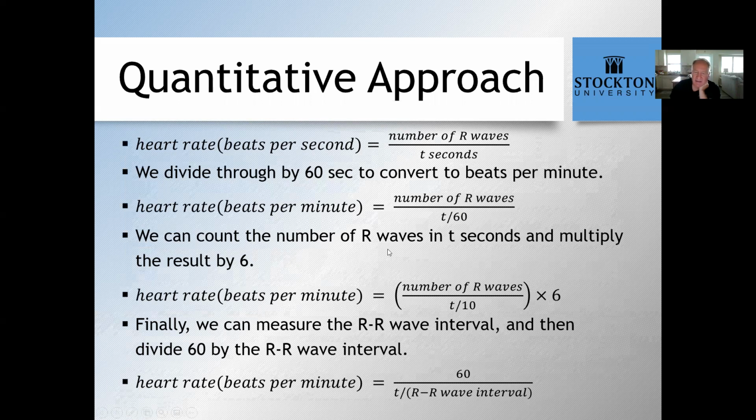So if we want, we can count the number of R waves in 10 seconds and multiply by 6. Right, so what we end up with is the number of R waves, the time that we measured, divided by 10, times 6. Finally, we can measure the R to R wave interval and then divide 60 by the R to R wave interval, right? So what we end up with is 60 divided by the time for the R to R wave interval.